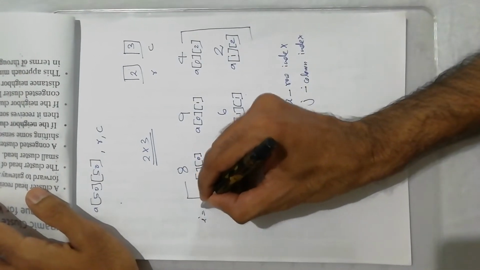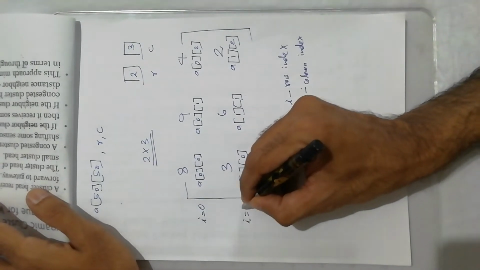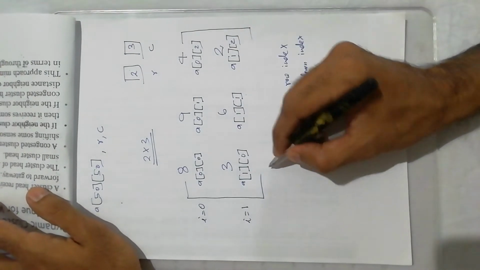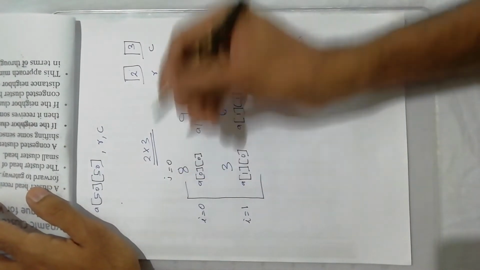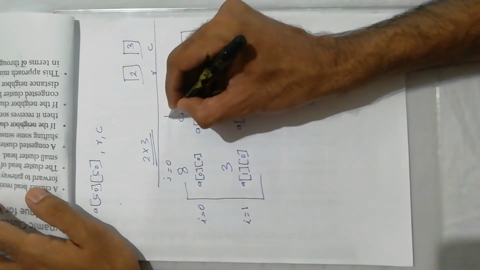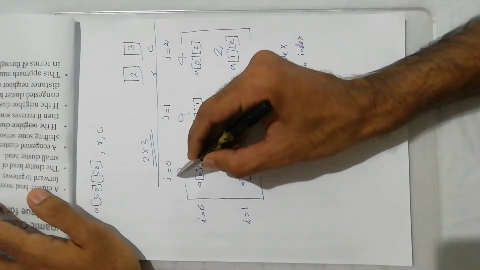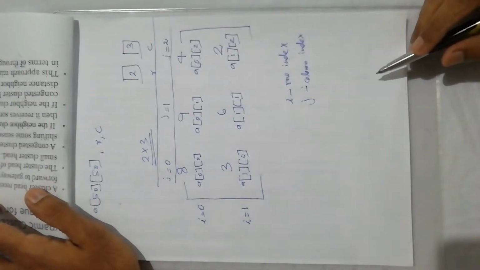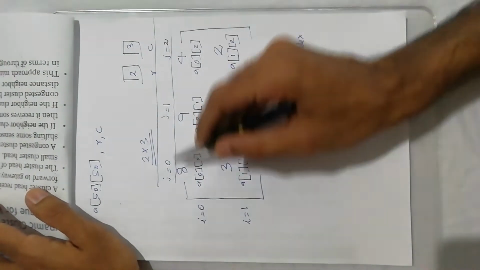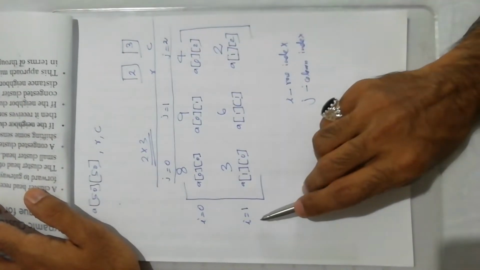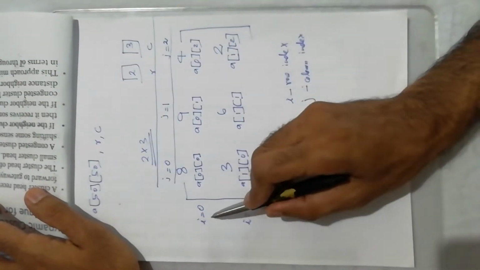Here I is equal to 0, then I becomes 1. J is equal to 0, J is equal to 1, J is equal to 2. Okay. I is the row index, J is the column index. I is the row index and J is the column index.